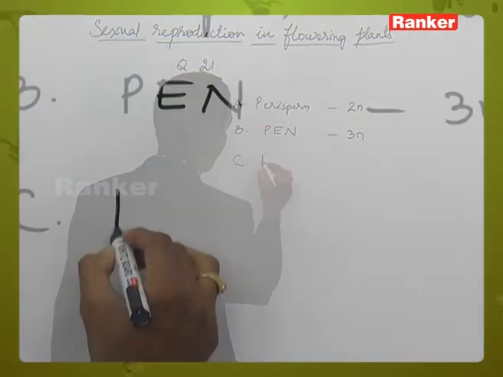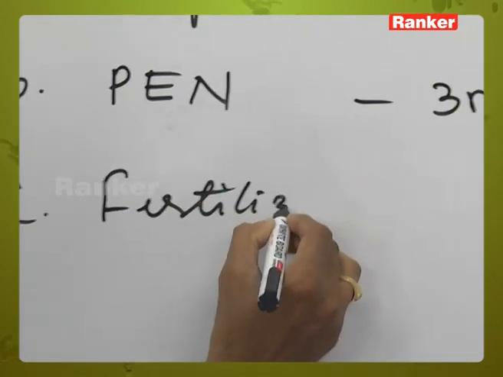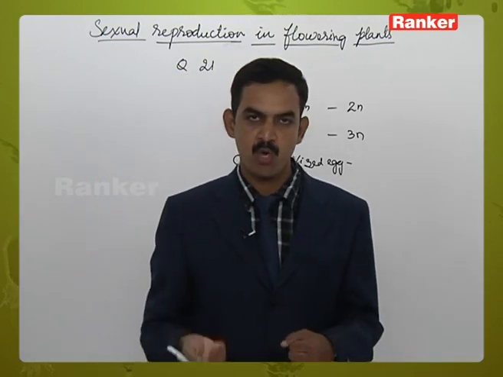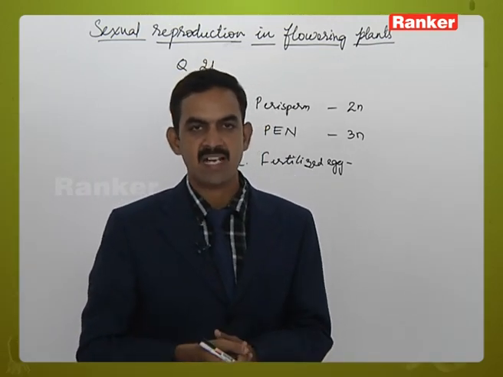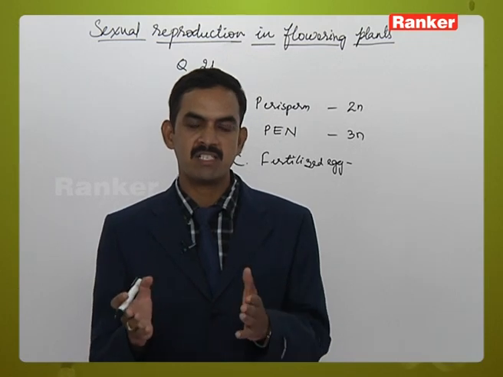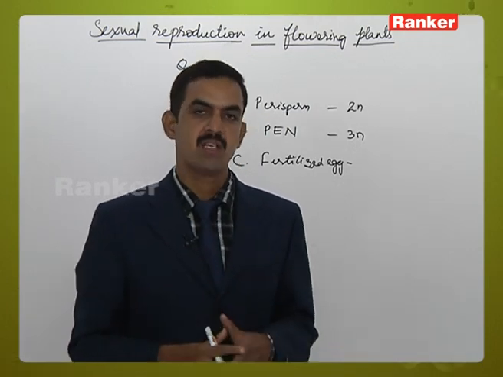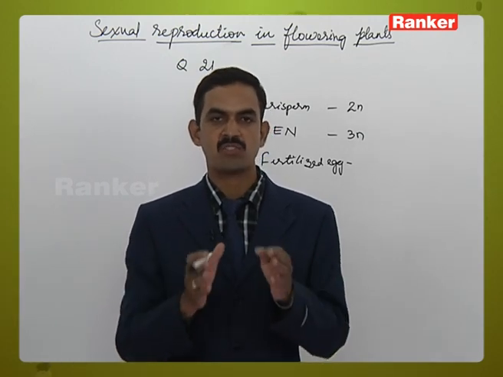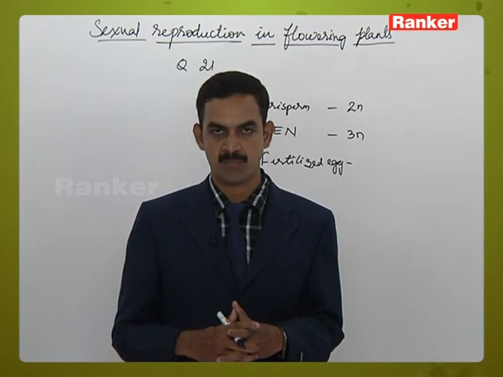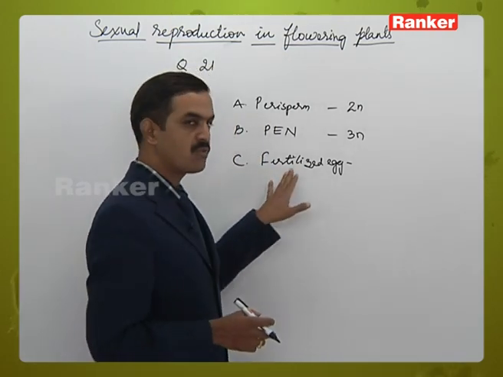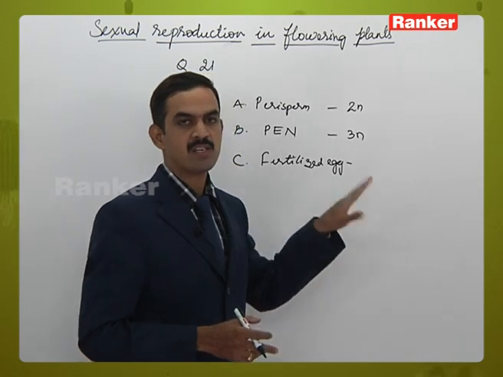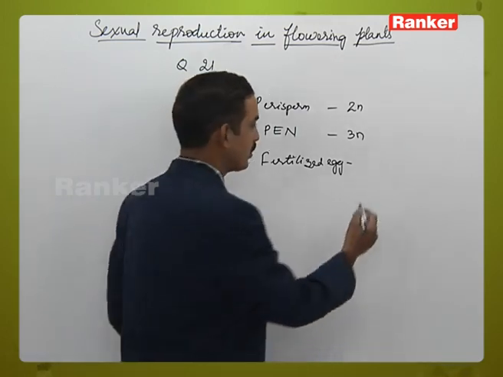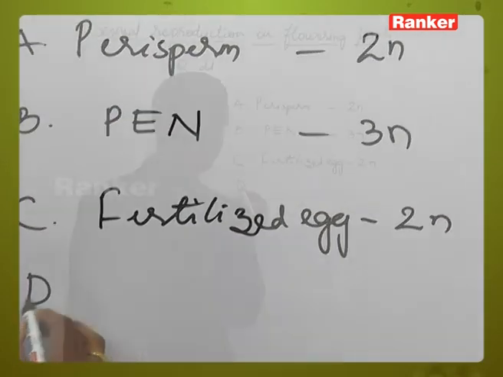Then third one is fertilized egg. Egg is a female gamete which is haploid, but here it is given as fertilized egg. Fertilized means the one which has been fused with the male gamete. So egg cell is haploid and the male gamete is haploid. If two haploid structures are fused, it results in a diploid structure. So here the haploid egg is fused with the haploid male gamete to result in zygote. This zygote is otherwise called fertilized egg. So it is diploid.